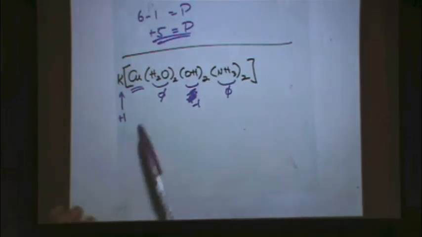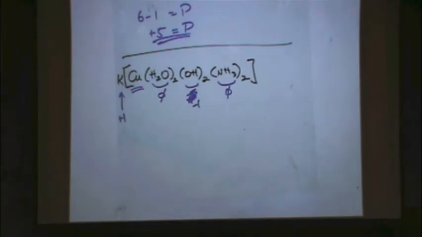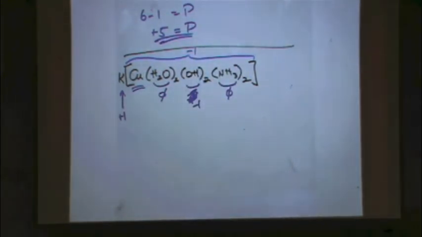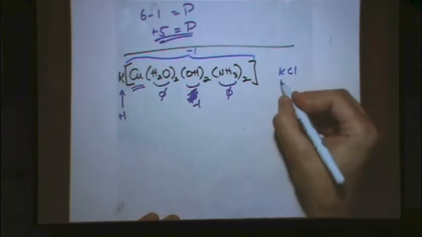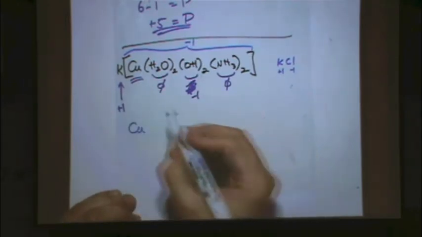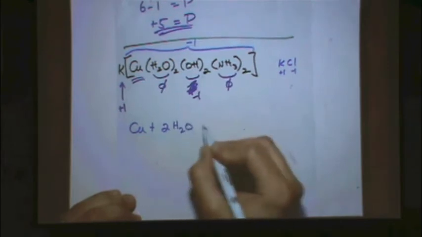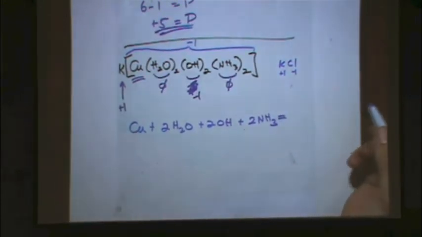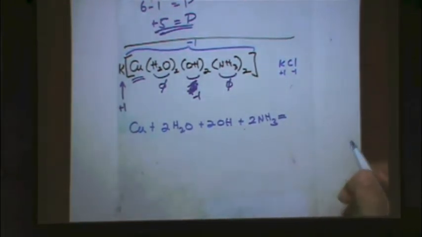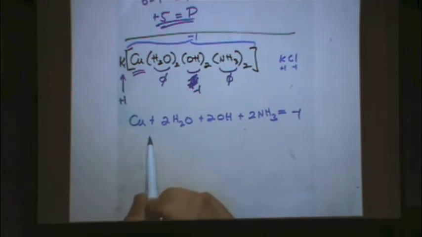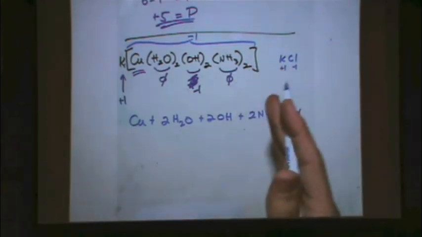Okay. Now, if this K is plus one, then everything in brackets is minus one. Just like if I said KCl, you know K is plus one and this is minus one. Same thing. So what you would do is you say copper plus two waters plus two hydroxides plus two ammonias equals overall charge of what again? Plus one. You see that negative one right there? Plus one's for potassium. I'd have to put potassium in the equation for you to say zero, but I didn't. I'm just trying to narrow down on just the anion.